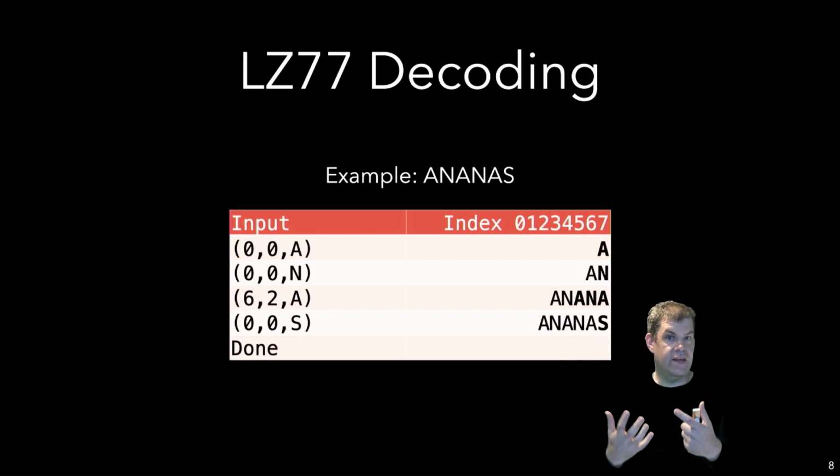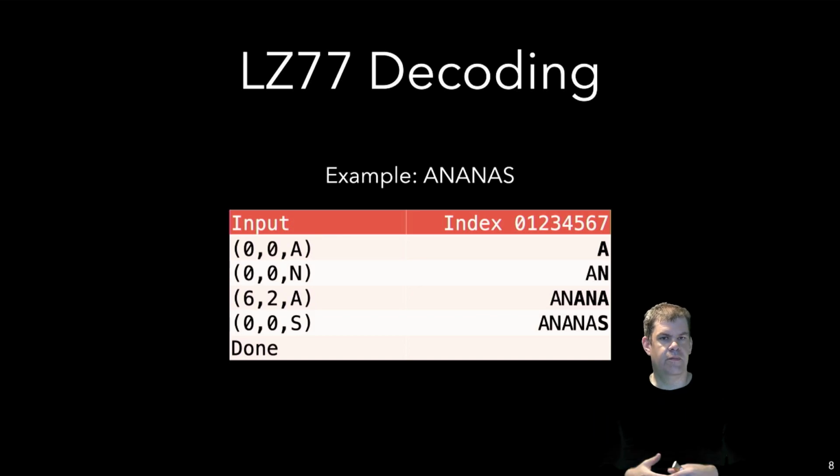So that's what we get as transmission, and then maybe an end byte or something that terminates them. Okay, so how do we decode the data?